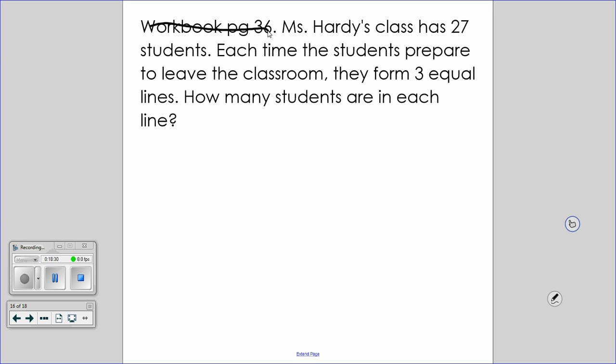What am I counting? Step 1 is read the problem. Step 2, I need to know what I'm counting. Lindley, what am I counting? I'm counting more than just students. I know how many students she has. She has 27. No, I know how many lines of students she has. She has 3 lines.